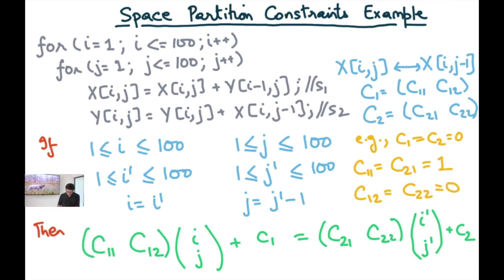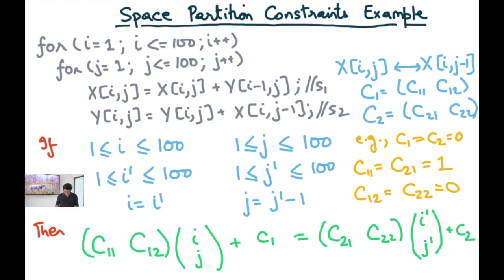Why? Let's see. If capital C11 equals 1 and capital C12 equals 0, then this becomes just i, and small c1 equals 0, so this whole thing becomes i. Similarly, this whole thing becomes i prime, because capital C21 is 1, capital C22 is 0, and small c2 is 0. So whenever i is equal to i prime, this becomes i and this becomes i prime, and since i equals i prime, the process IDs are equal, and so these constraints are satisfied.